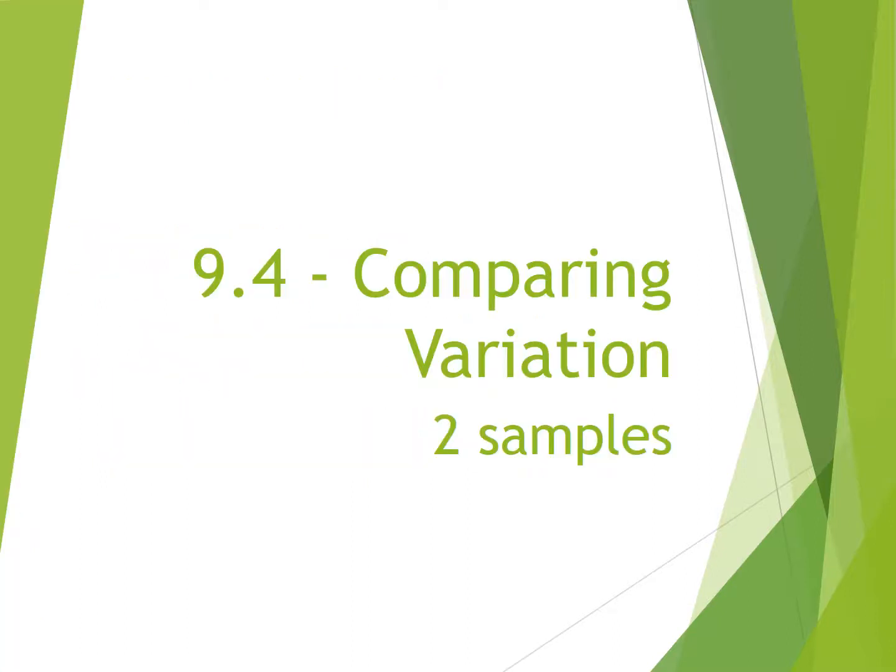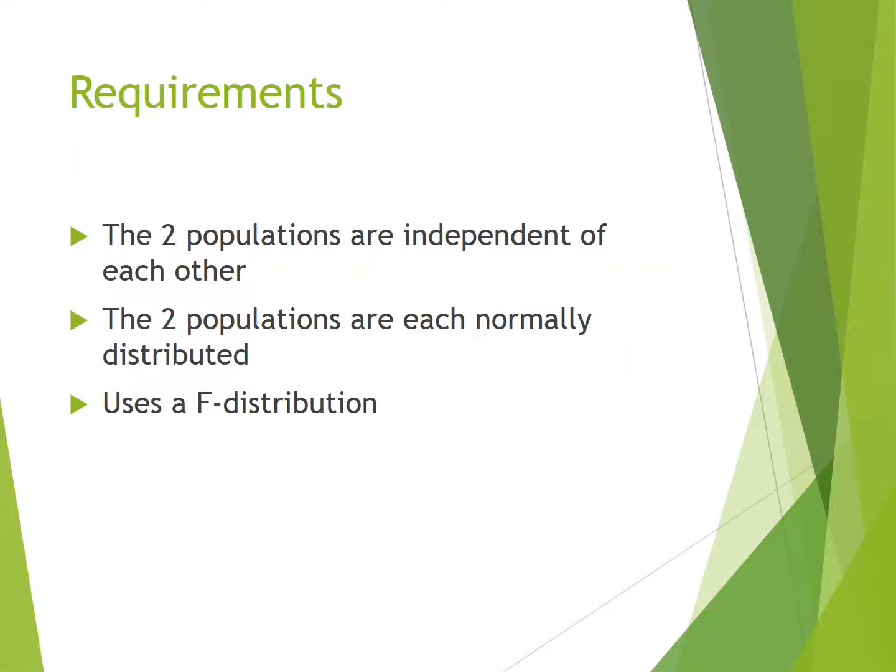The last one we're going to look at is comparing variation between two samples. The two populations need to be independent of each other. The two populations must each be normally distributed. When we did the one sample variance test, we used a distribution known as the chi-square distribution.